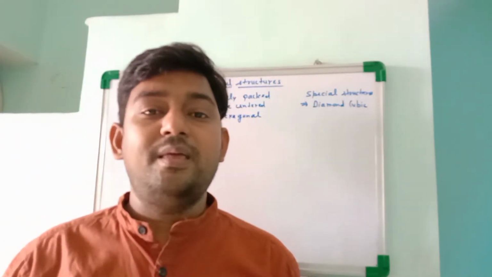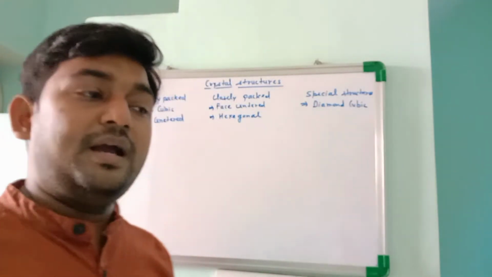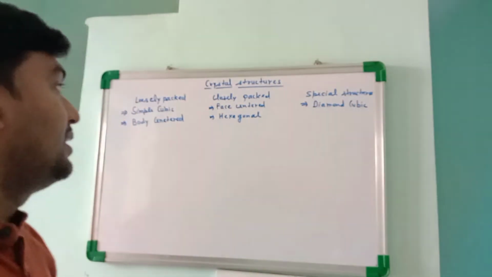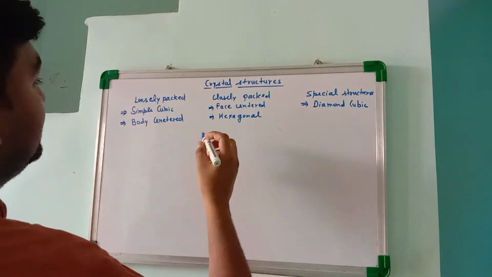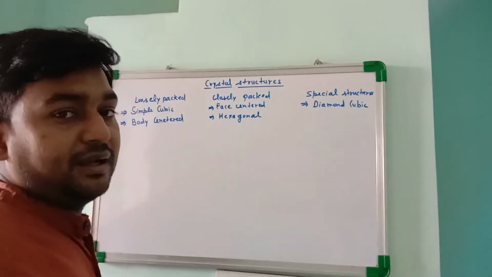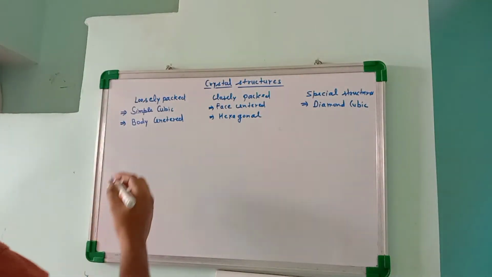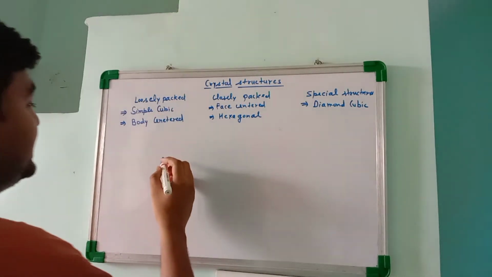Coordination number and the relation between the radius of atoms and the cube edge length. Okay, and we will get the formula for the relation of atomic radius and the cube edge length. Okay, so first of all we take the simple cubic lattice.